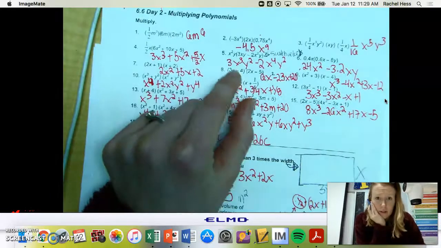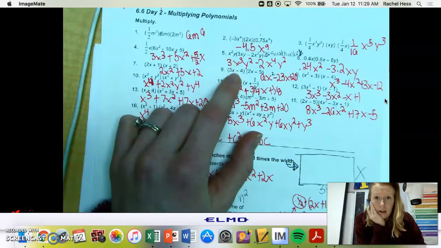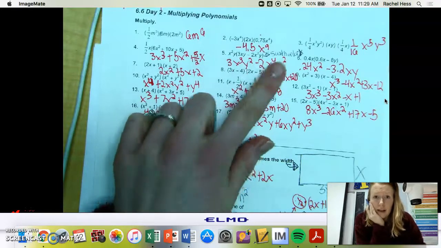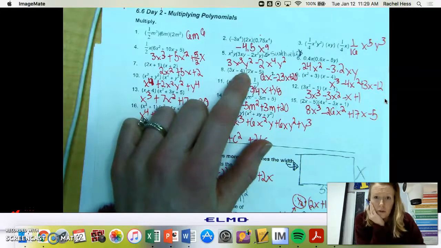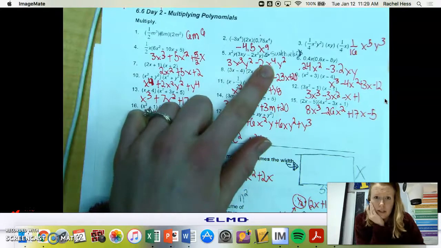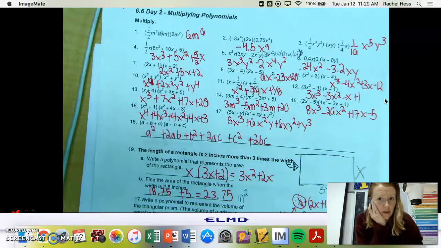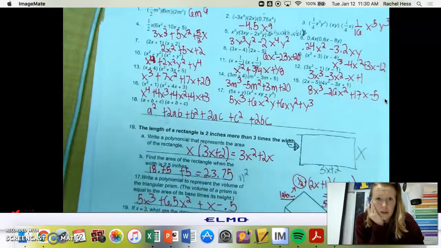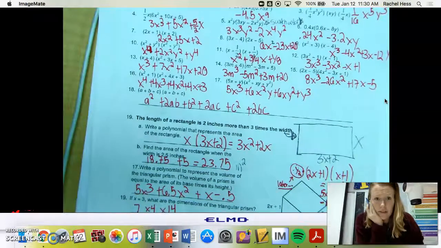Let's see, what else? So remember, you're going to add your exponents. On number 5, I did not switch the order. So this is 5th degree and this is 6th. I am not in standard form there, so just fix that for me. So yeah, I'm just showing you the answers. Let me know if you guys have questions on any of this stuff.